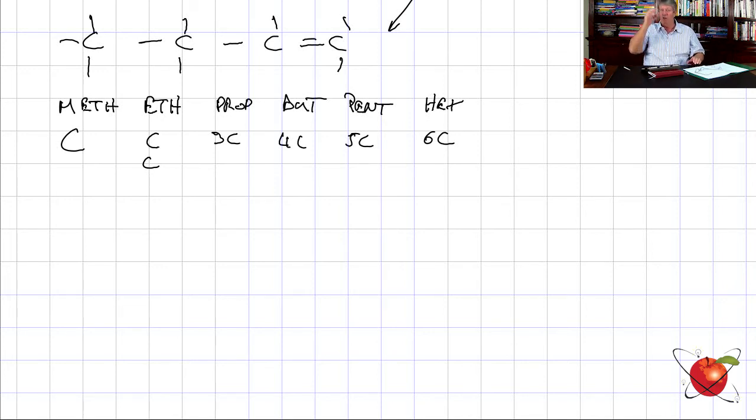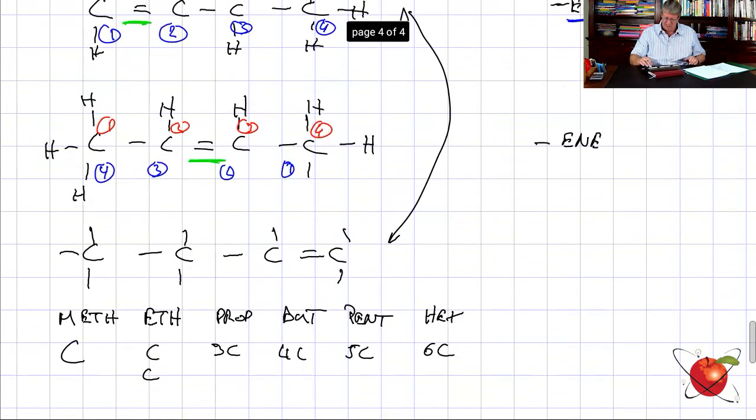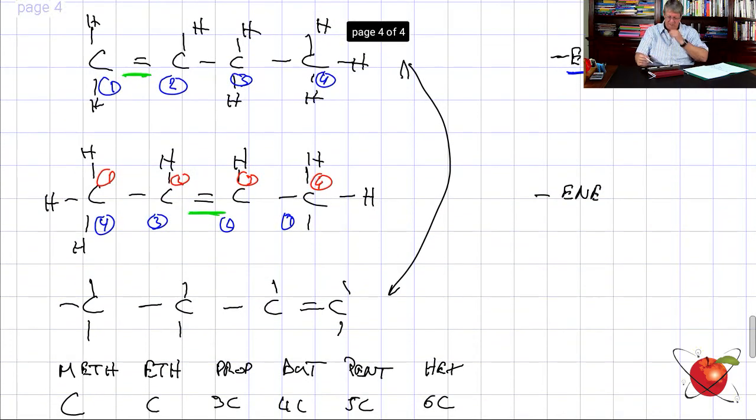First of all, we looked and we said, right, have we got single or double bonds, right? Above, we've got a double bond. So we said, right, double bond. So we make it an ene. Then we say, right, how many carbons are there? There are 4. So we go to our table. So this is a bute.